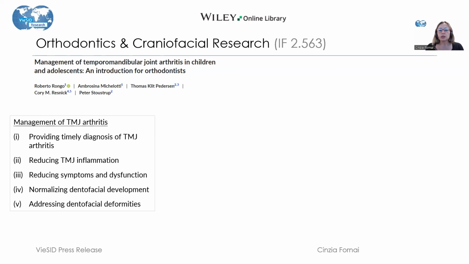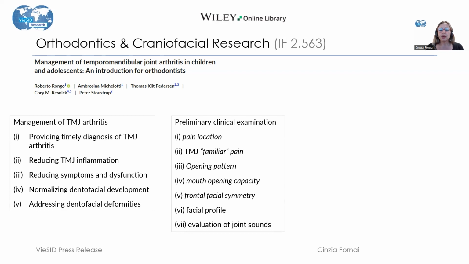They stress also the important role of orthodontists in both diagnosis and patient's treatment. A quick clinical examination for preliminary evaluation of the patient was suggested for the evaluation of TMJ pain, sounds, and function, and evaluation of facial profile and asymmetries.